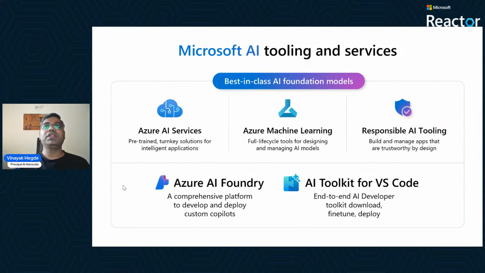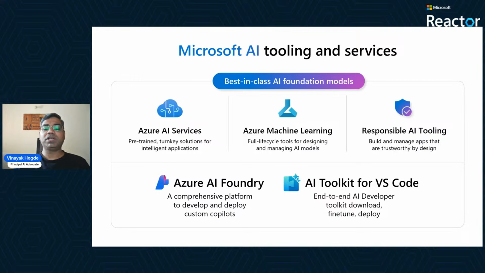Cool. So with that, let's look at some of the services that are available. Azure AI offers best-in-class foundational models, empowering businesses to develop and deploy custom solutions. With AI services, developers can quickly integrate advanced capabilities such as speech, vision, and language into the application. Machine learning provides a robust platform for building, training, and deploying machine learning models.